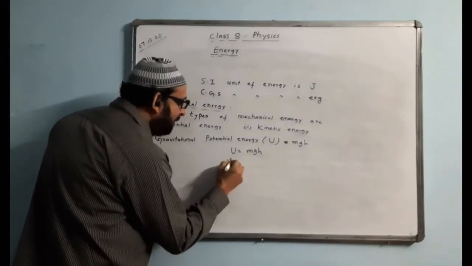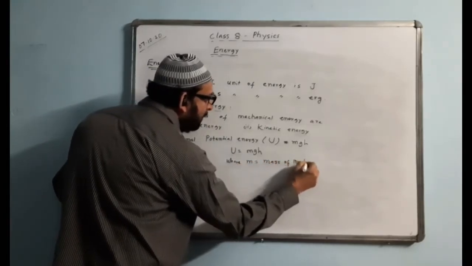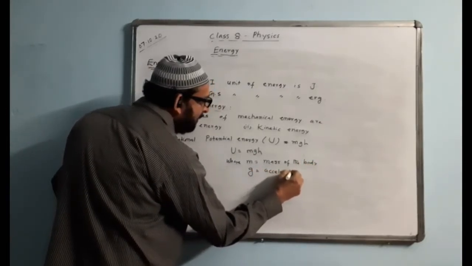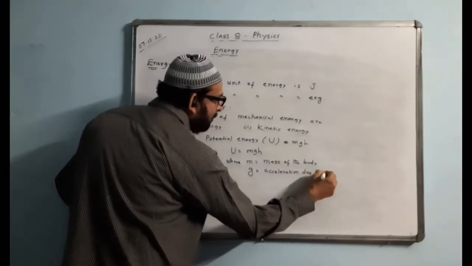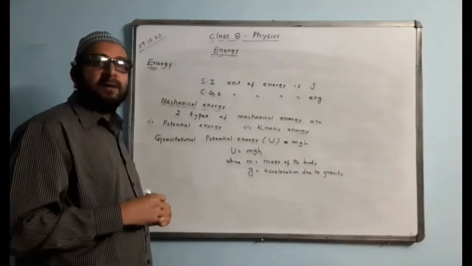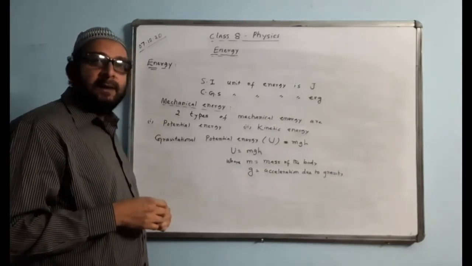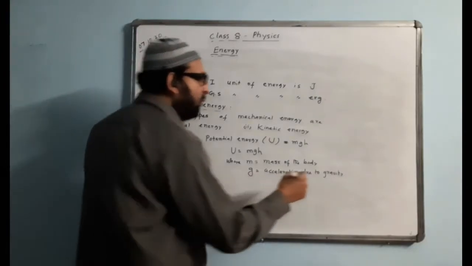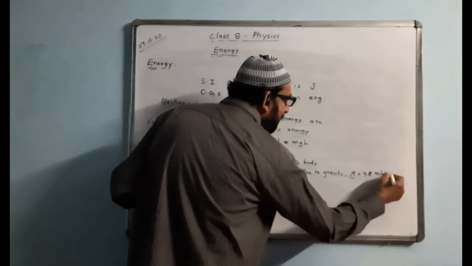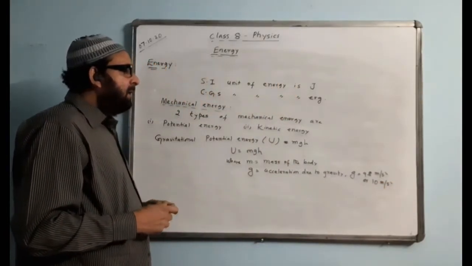What is m over here? We write here where m is equal to mass of the body. What is g? g is called acceleration due to gravity. The value of g is 9.8 on the surface of the earth, and approximately it is taken as 10 meter per second square. That is, the value of g is 9.8 meter per second square, or we take it as 10 meter per second square approximately, and it depends.